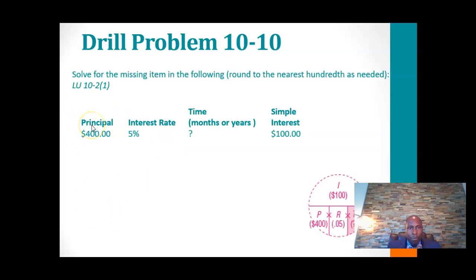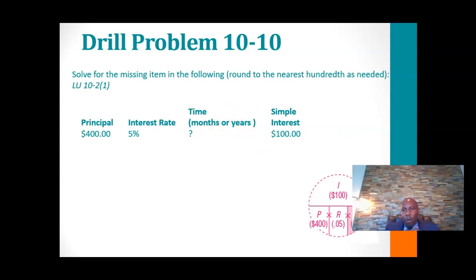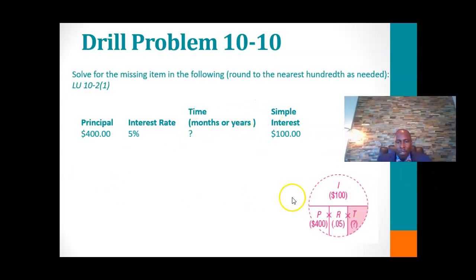Okay? Solve for the missing item in the following. They gave us principal. They gave us interest rate. They gave us simple interest, but not the amount of time. We want to put time in terms of either months or in terms of years. So remember that you can always change your formula to solve for the unknown. In this case, we're trying to solve for the t, which is time. So I can change my formula around. I have the interest, divide the principal rate into that in order to get the actual time.